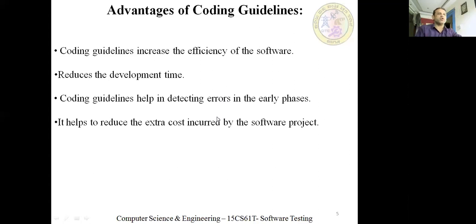Because whatever the code is there, you execute and review it at test time. But if some modules are not written, or have not been designed, or some requirements have not been identified, those things can easily be detected in static testing. So coding guidelines help in detecting errors in the early phases.